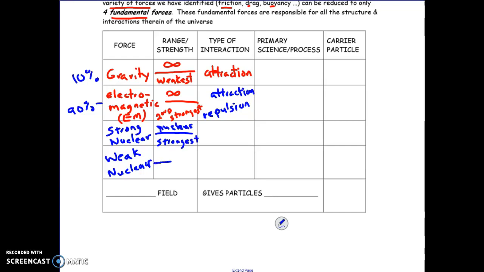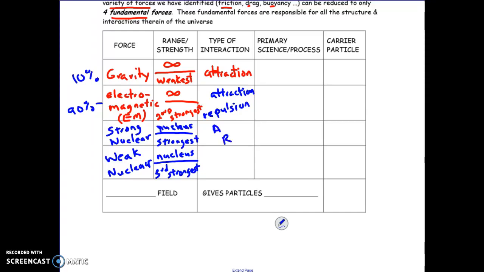The weak nuclear force acts over nuclear levels as well, or the nucleus. And it is the third strongest, or the second weakest. All right? It's stronger than gravity, but weaker than the other forces. And in terms of interactions, strong nuclear does attract and it repels. And the weak nuclear, notice we haven't hit two interactions yet.